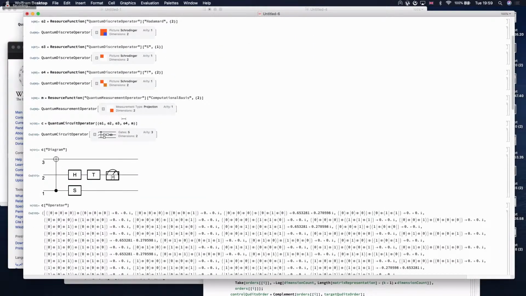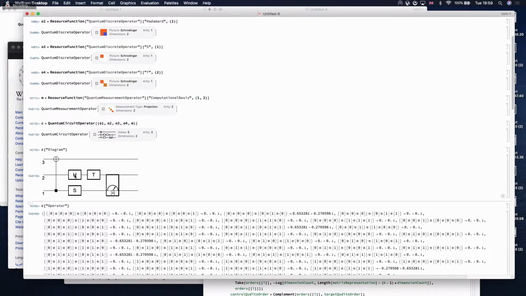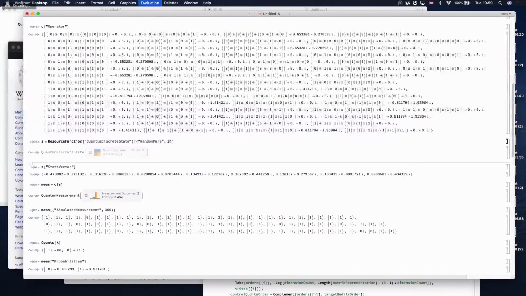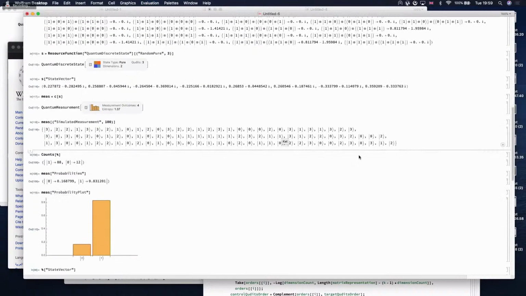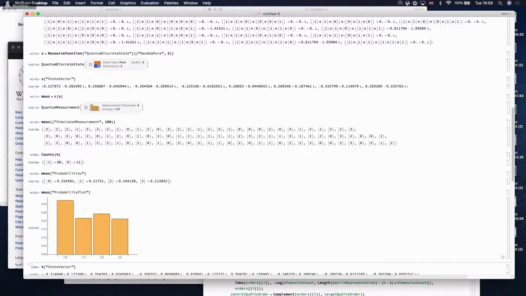So if instead of m being sort of arity 1, we could make it a 2 arity thing. So now we're doing a computational basis measurement across wires 1 and 2. So now our operator changes again. Let's do the same thing. Let's measure that. Okay, now you can see we've got 4 measurement outcomes: ket 0, 1, 2, and 3. Now our probabilities are going to be a little bit more interesting.